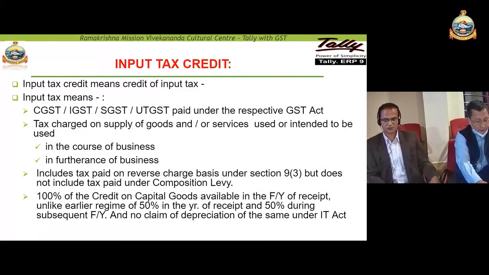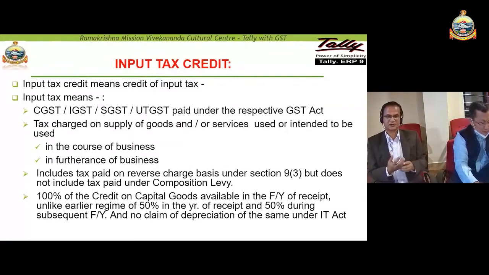Now coming to input tax credit, which is one of the most important factors for which GST is going to make life easier for a consumer. Input tax means any taxes paid in the form of CGST, IGST, SGST or UTGST under the GST Act, paid by the purchaser who is using it for furtherance of business. Supposing some manufacturer purchases certain inputs and pays taxes on these inputs, or pays taxes on capital goods.